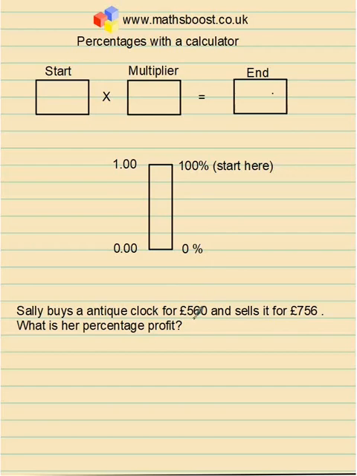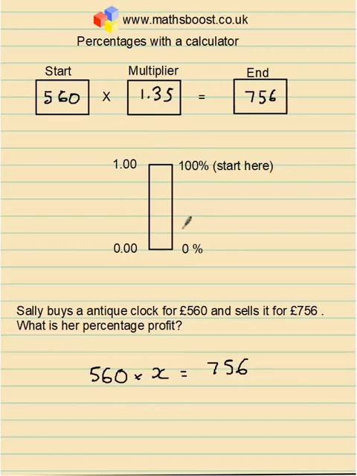Here's another. Sally buys an antique clock for £560 and sells it for £756. What is her percentage profit? Well, we know she starts at 560 and finishes at 756. So we need to work out the decimal multiplier. 560 times some number is equal to 756. Well, we have the answer, so we work in reverse. 756 divided by 560 gives us 1.35.